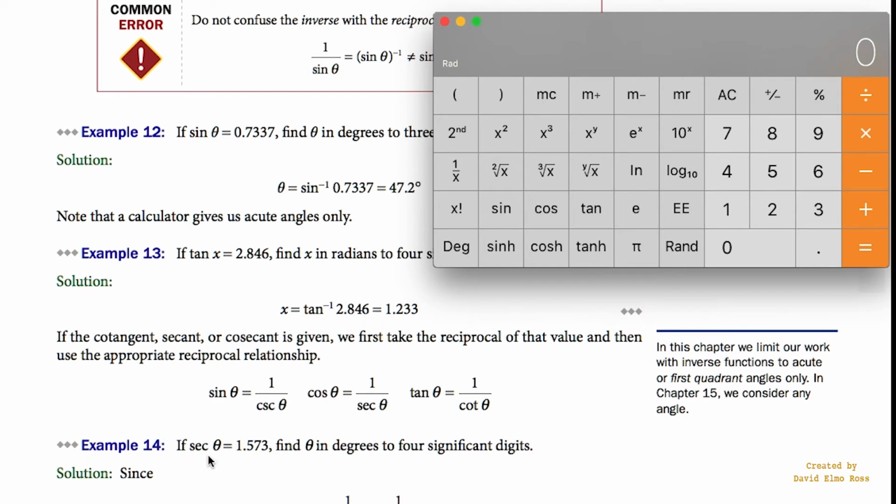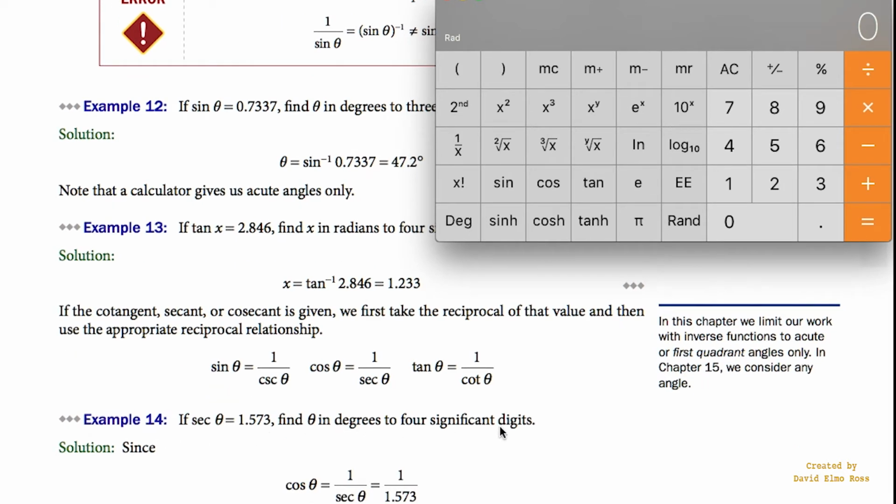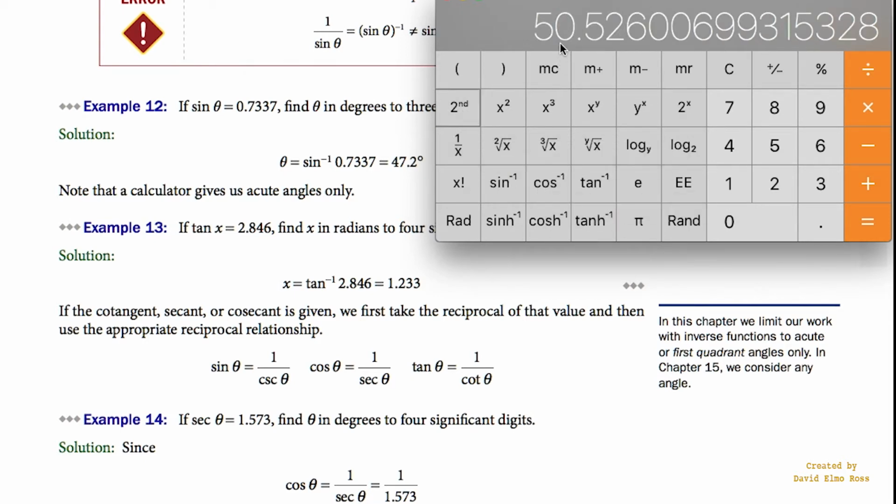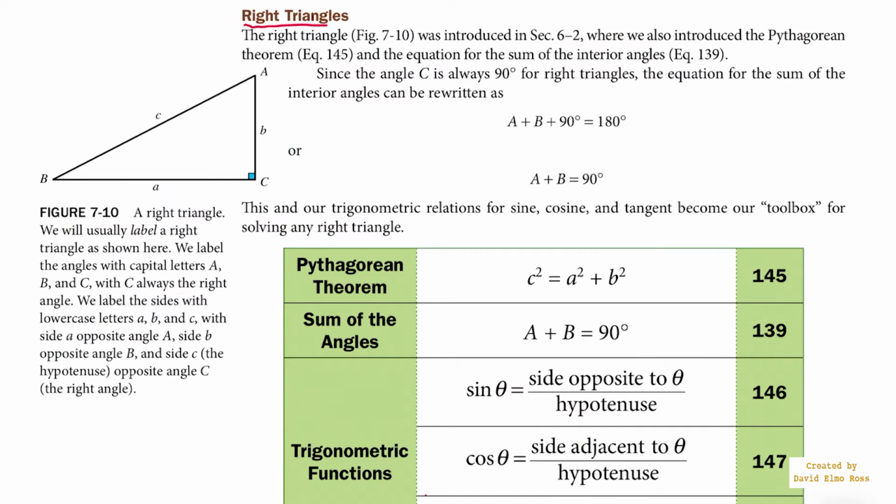This one says if the secant is 1.573, find theta in degrees to 4 significant digits. Now 1 over the secant is the cosine, so if we start with 1.573 and we want to work in degrees, not radians, let's switch this back and we do 1 over it, and then we do the inverse cosine of this. We're going to get that the angle is 50.5, and that is the right answer.